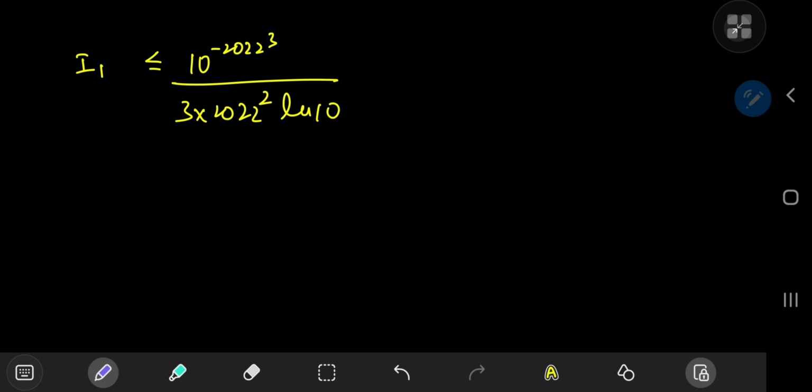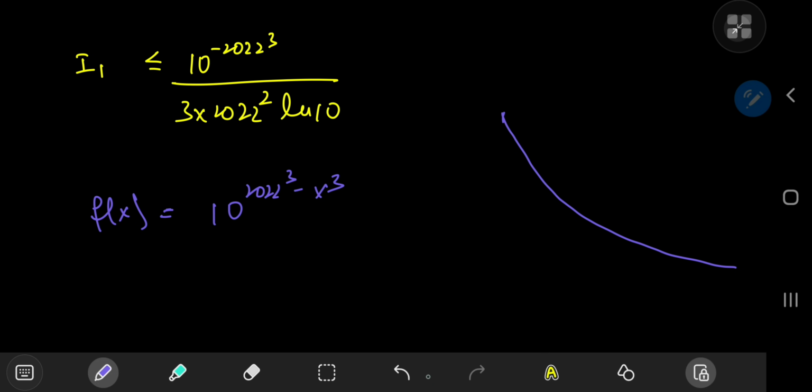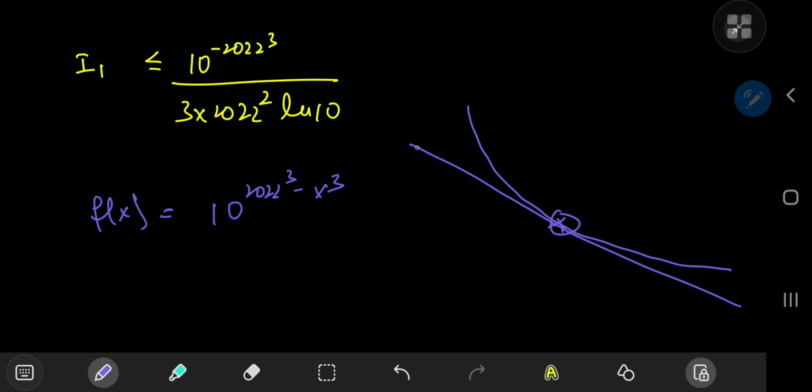Now that you have an upper limit, we're now looking for a lower limit. And for that, I'm going to analyze a different function. We're going to define f of x to be 10 to the 2022 cubed minus x cubed. Now this here is an exponential function with a graph that looks like this. This is what the curve looks like. So once again, we have an upward concavity. Means that f of x is going to be greater than the linearization constructed in and around some point, which you guessed it is going to be x equal to 2022.